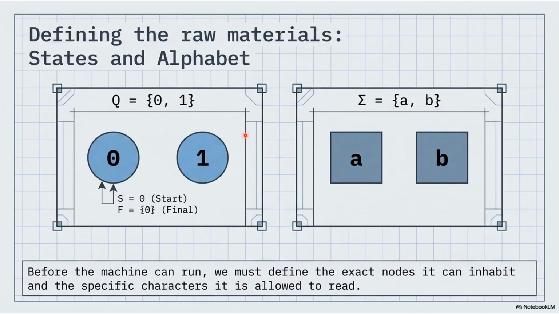In the next slide, before creating a DFA, we define the set of states and input symbols. The DFA can only read symbols from its alphabet. Q is the set of states. In the previous slide, we mentioned the 5-tuple; Q represents the set of states.